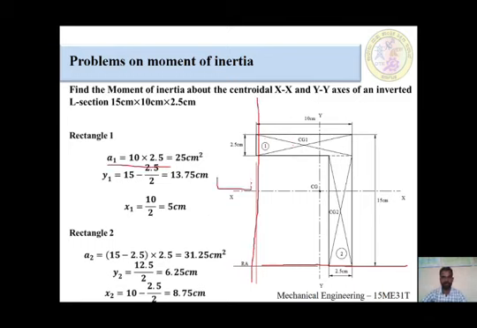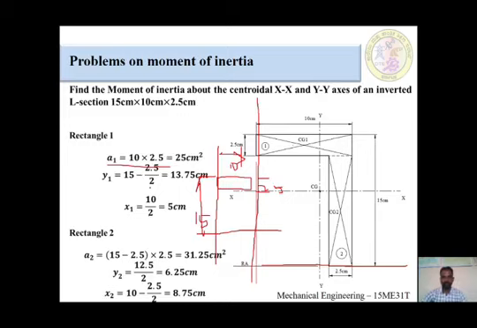I am taking the first component outside. It is like this. This is 10 centimeter, this is 2.5 centimeter. And from here to here the distance is 15 centimeter, and this part is 2.5 centimeter. The vertical axis of reference is here, and from here to half of the component, the distance is 10, so half of the component means 10 divided by 2.